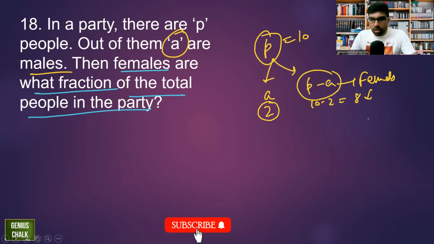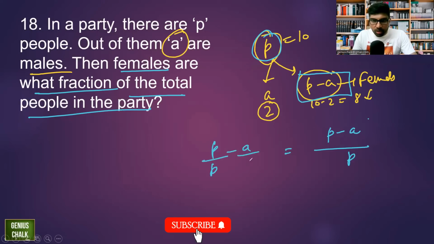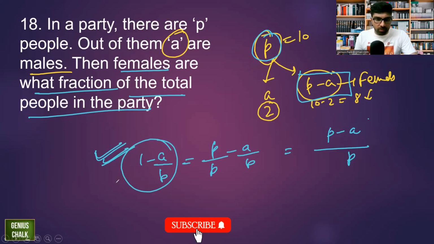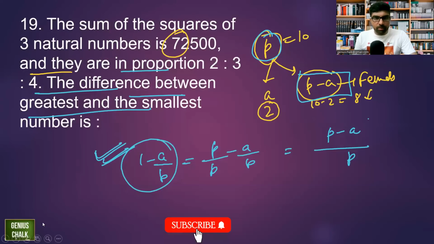That means here, what is the number of females? P minus A. Total members of the party are P. So what is the fraction? P minus A by P, or you can write P by P minus A by P. So you can write 1 minus A by P. This is my answer. Actually, options are given in this form. So this is my answer. 1 minus A by P.